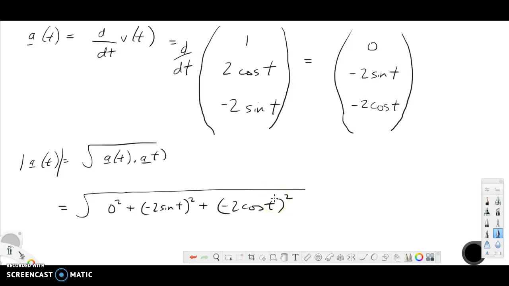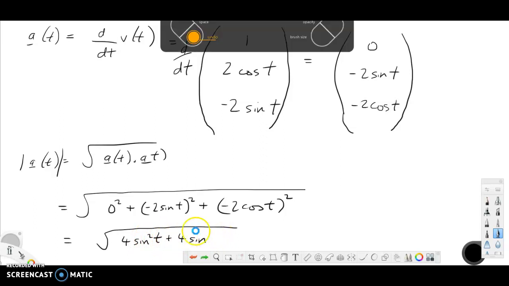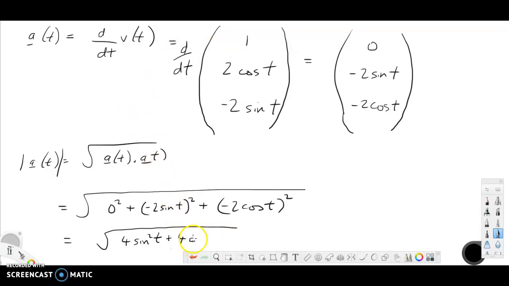Now I'm just looking at that cos t, what's the minus sign? Yeah, I think we're okay. So that can be 0, forget about that. Then we'll have 4 sine squared t plus 4 cos squared t. And again we'll be able to factor out the 4 there.